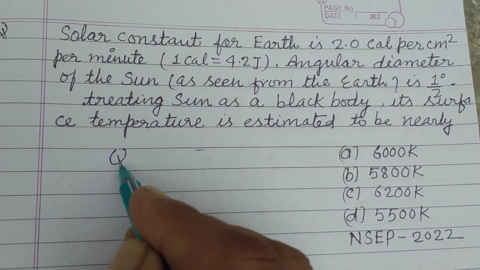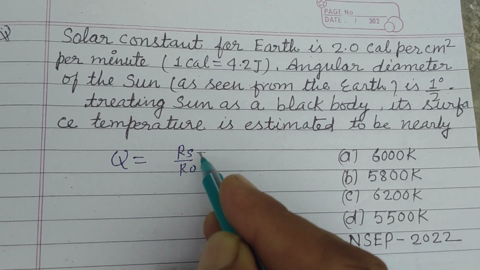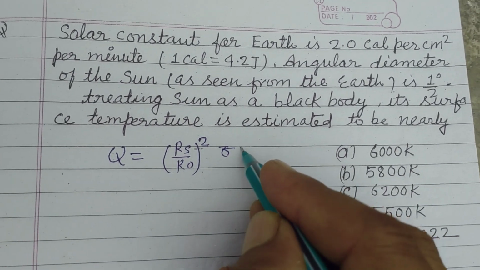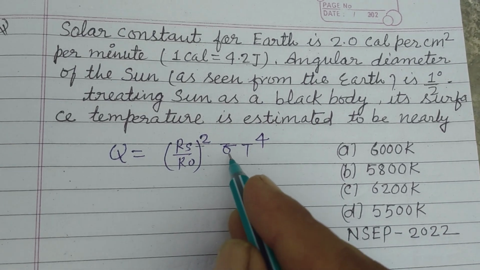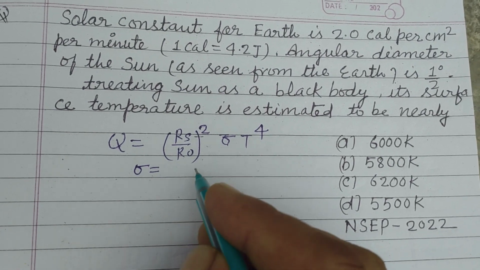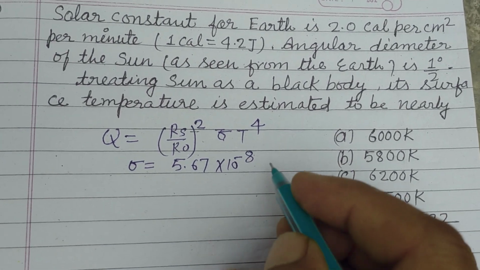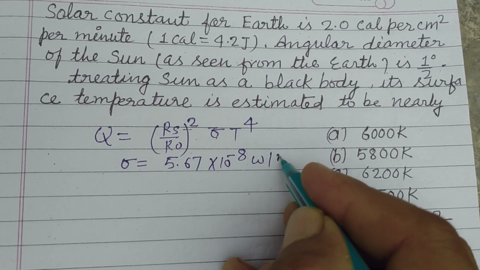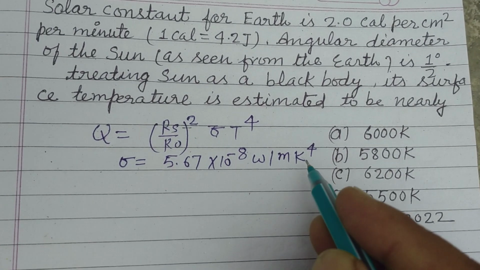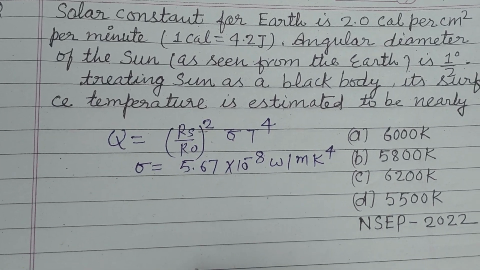Student, solar constant or Q is equal to (Rs over R naught) whole square sigma T to the power 4. Here sigma is the Stefan constant, which is given to us: 5.67 into 10 to the power minus 8 watt per meter square Kelvin to the power 4. It is given in the question paper at the start.